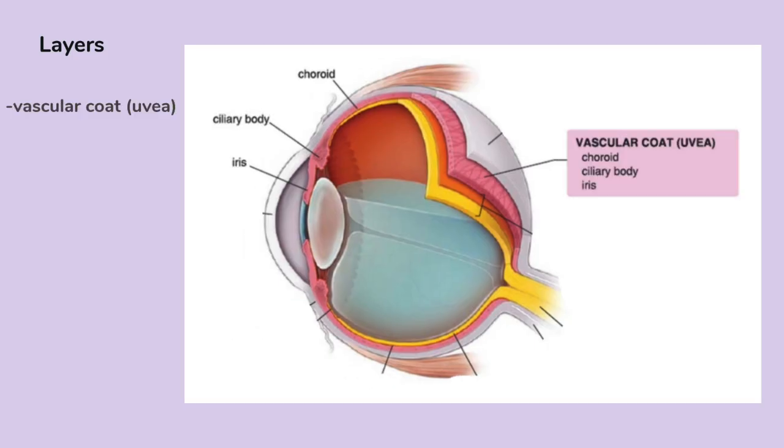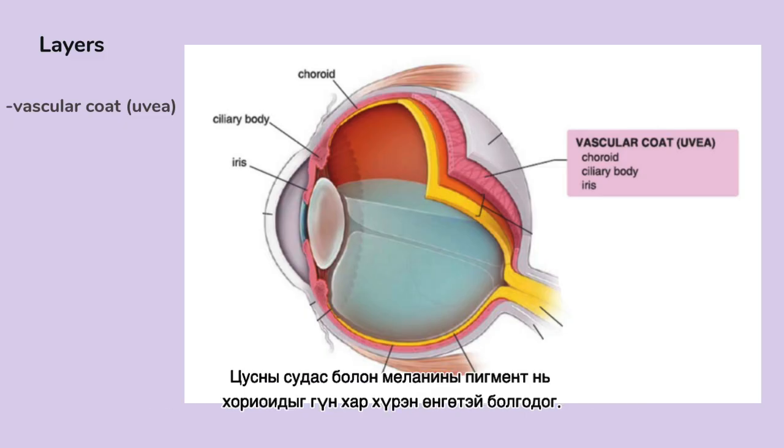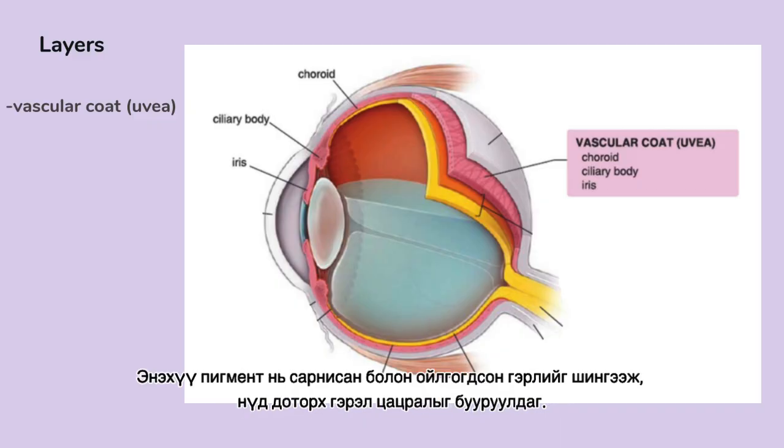tissue, and it provides attachment for the extrinsic muscles of our eye. So for the vascular coat, or uvea, the uvea consists principally of the choroid, the vascular layer that provides nutrients to the retina. Blood vessels and melanin pigment give the choroid an intense dark brown color, so the pigment absorbs scattered and reflected light to minimize the glare within our eyes.